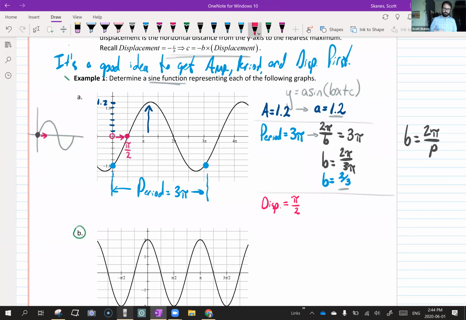Once we have that, we can find C. So C, I said, was what? Negative b times displacement. C is negative 2 over 3 times, that's not a 0, just so you know, displacement's pi over 2. C is what? Negative pi over 3. Okay. We completed our mission.